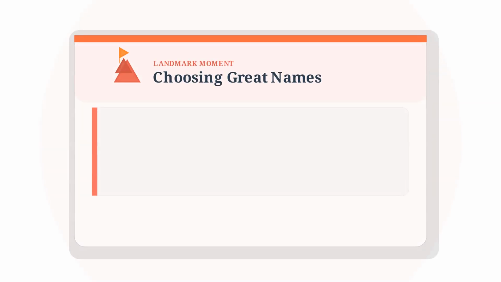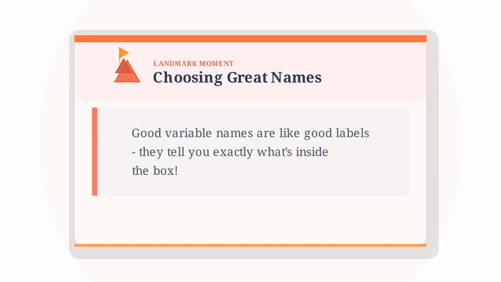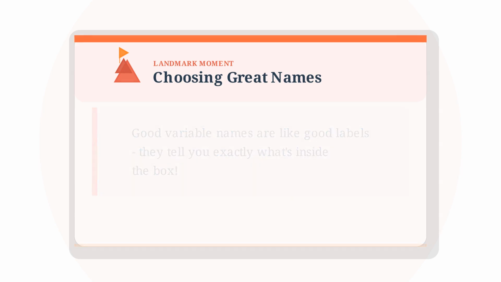Now let's talk about choosing awesome variable names. Just like labeling boxes in your room, good variable names help you and others understand your code. Think of them as helpful labels that tell you exactly what's inside each memory box.